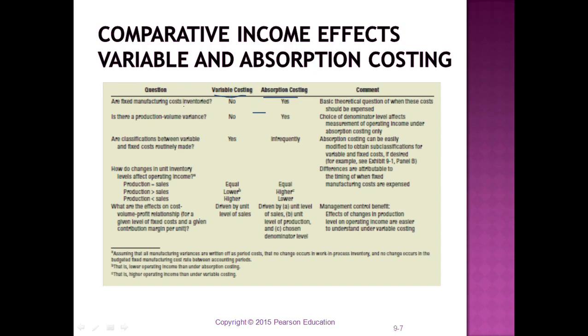So if I'm considering the question, are fixed manufacturing cost inventoried? You will notice that fixed costs are not inventoried under the variable costing method, but yes, they are inventoried under the absorption costing method as long as they remain manufacturing cost.